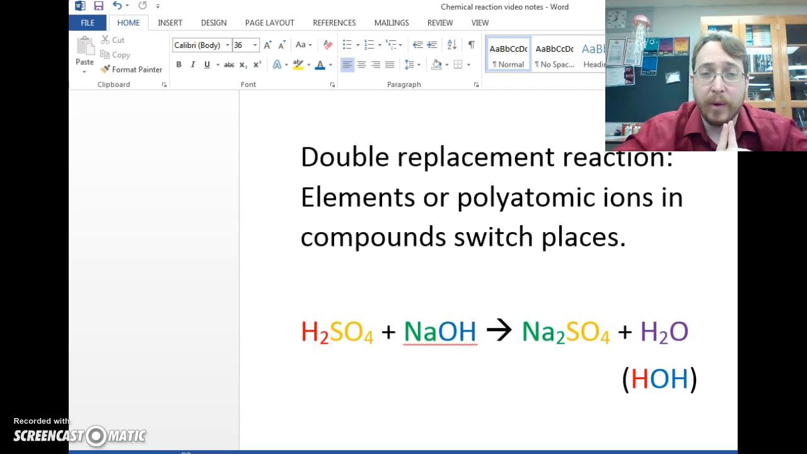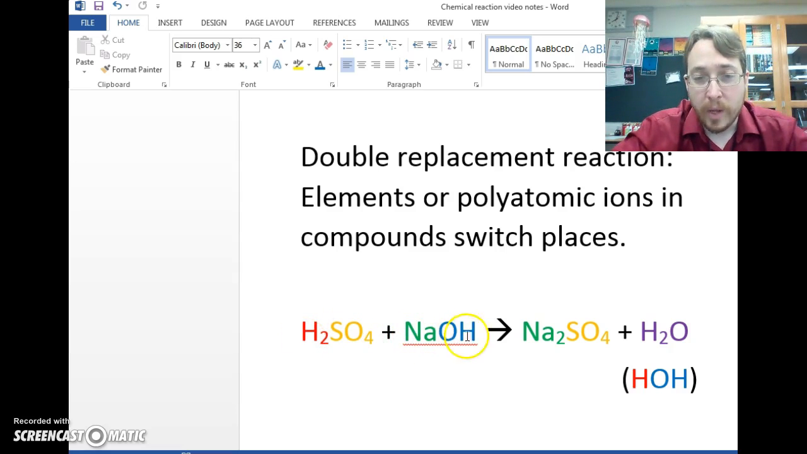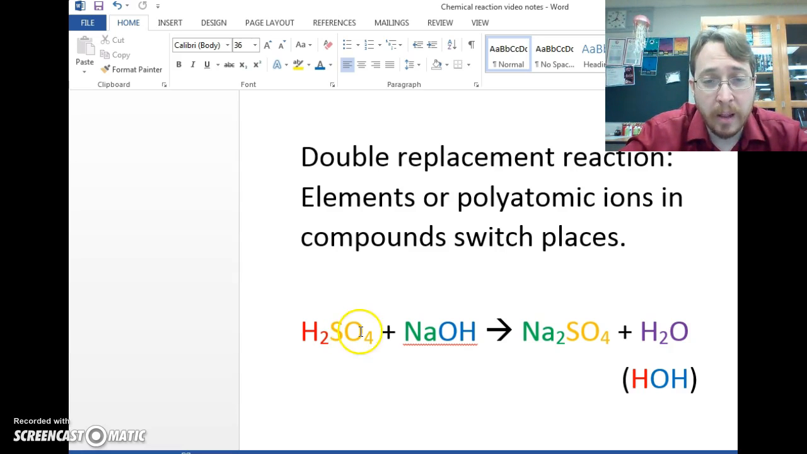In a double replacement reaction, elements or polyatomic ions in compounds switch places. So here I've color-coded it again. We have sulfuric acid plus sodium hydroxide. The hydrogens are red. The sulfate is yellow. The sodium is green, and the hydroxide ion is blue. And as you can see right now, this sodium is going to sort of break up with the hydroxide and join with the sulfate. So we have sodium sulfate.